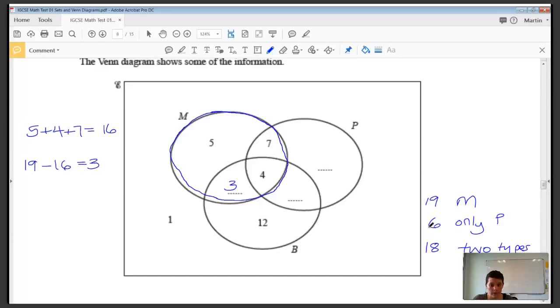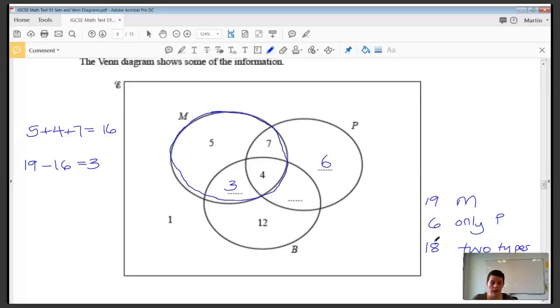So 6 people have eaten only pineapples. They're very boring. But that means if they only ate pineapples, they have to be in our pineapple circle outside mangoes and bananas. So those 6 people sit here and be boring.